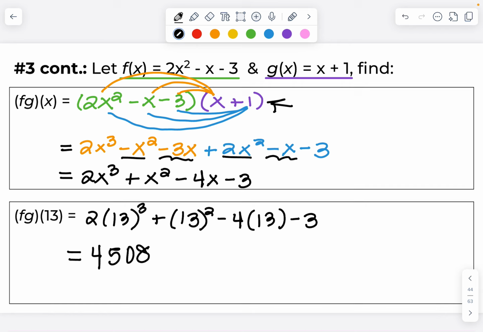You could have done it the reverse way. You would have just had to distribute each of those 3 things into the 2 things. Up to you how you do it, but this is how I chose to multiply these out. I got 2x cubed plus x squared minus 4x minus 3. And again, I just took that, plugged in 13 for x, and I got 4,508. So that is addition, subtraction, multiplication.